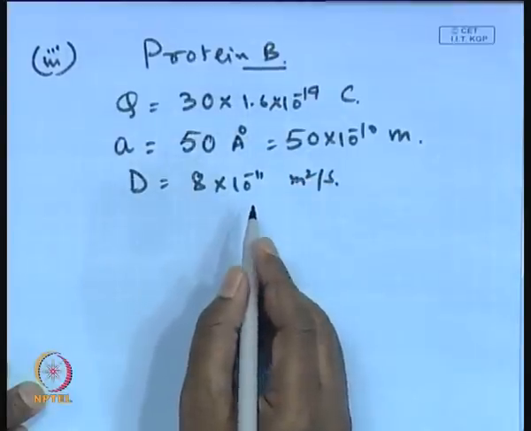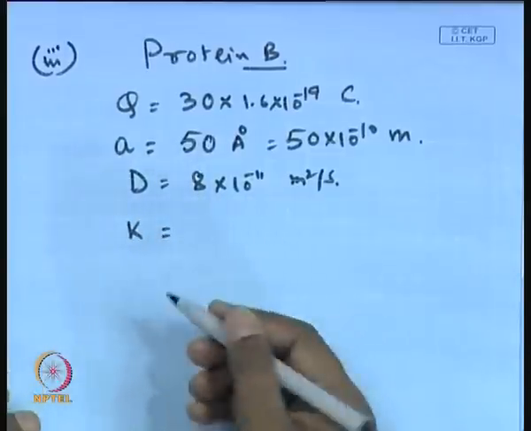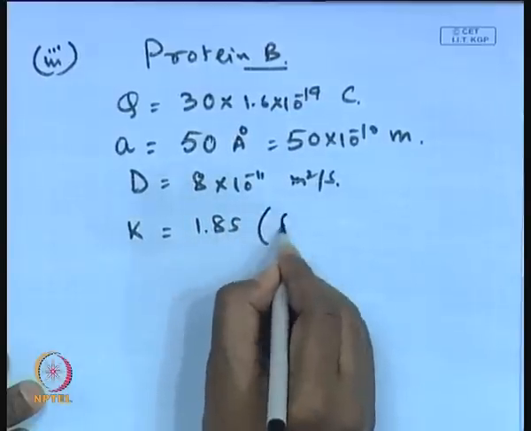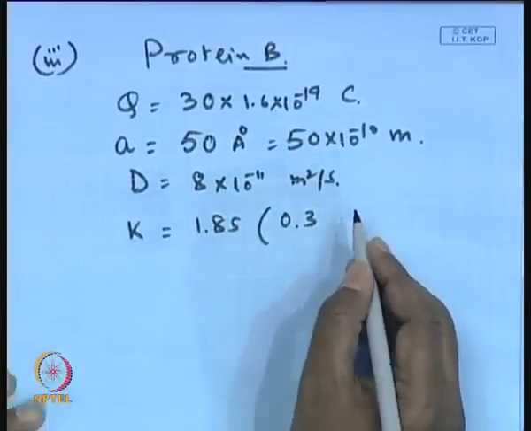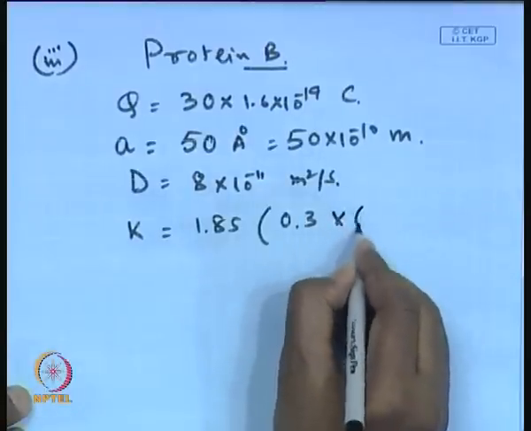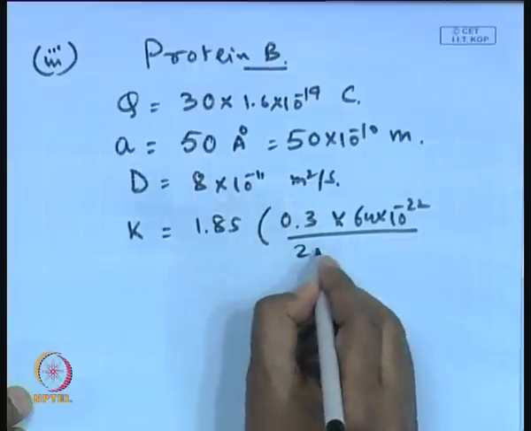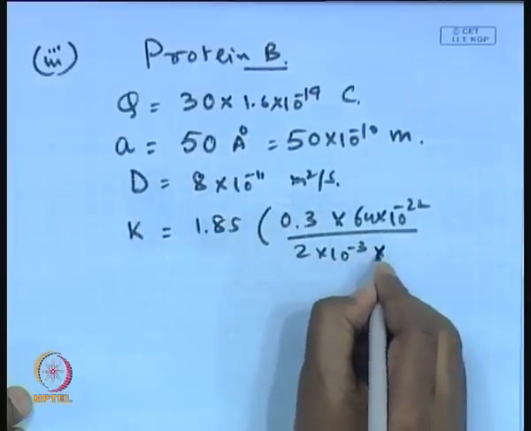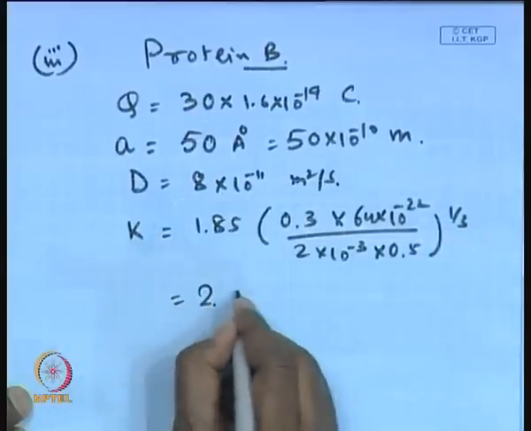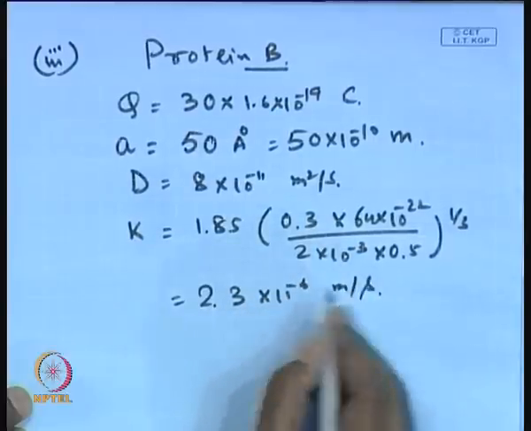Okay. The mass transfer coefficient you can calculate, again it will fall into the laminar flow regime, and it becomes 1.85 into Reynolds number times d by L raised to the power 1 upon 3. Okay, we are going to use that formula into 64 into 10 to the power minus 22 divided by 2 into 10 to the power minus 3 into 0.5 raised to the power 1 upon 3, and it turns out to be 2.3 into 10 to the power minus 6 meter per second. Okay.